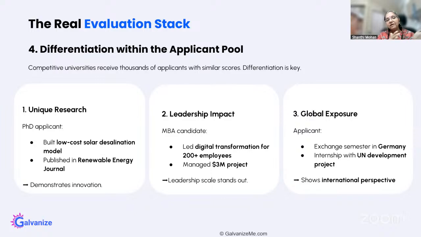Okay. So now that we have seen all the four levels of how the evaluation stack works, now let's look at what we mean by academic readiness versus excellence.